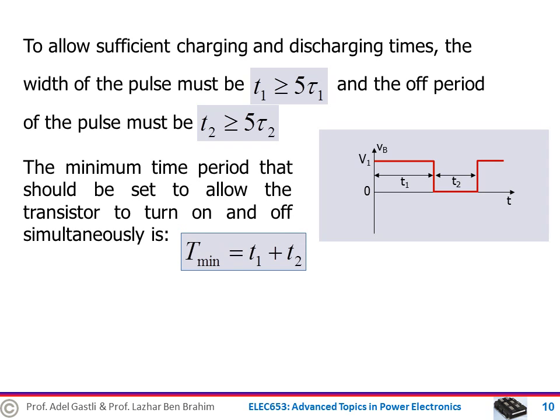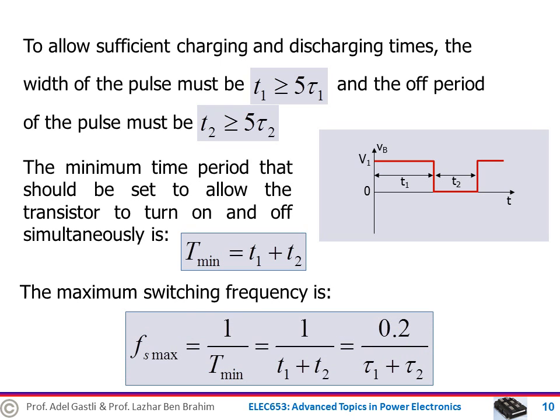The minimum time period that should be set to allow the transistor to turn on and off is therefore Tmin, which is equal to the sum T1 plus T2. That's the minimum period that will allow the transistor at least to turn on and then turn off without even a small time on period. Thus, the maximum switching frequency of the BJT is determined by the ratio of the sum of the time constants divided by 5, or multiplied by 0.2, as shown in this equation.